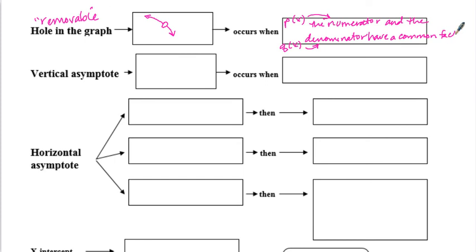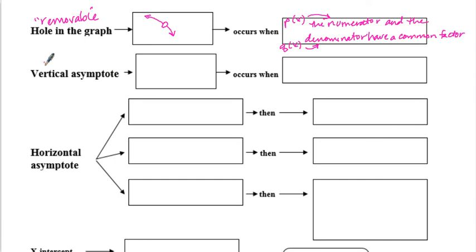Remember that first lesson of the unit that I was so excited about? It's my favorite lesson of the entire year. Remember that lesson when we had the top factored and the bottom factored and they canceled? When they cancel, we have a hole. Okay? So when you factor the top and you factor the bottom and you find a common factor that crosses out, you know immediately that you have a hole in that graph.